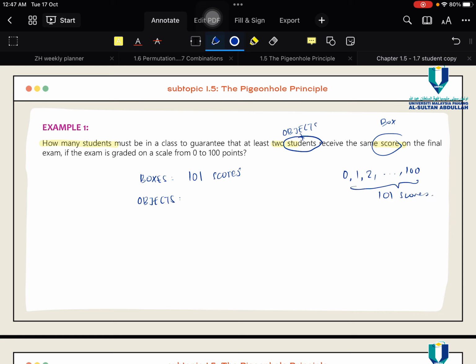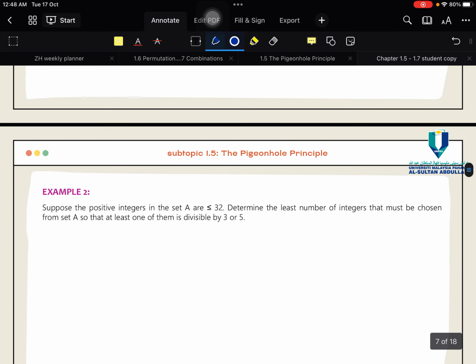So according to the pigeonhole principle, kalau boxes dia 101, objek kita berapa? 102. So kalau ada 102 students, there should be at least 102 students to guarantee that at least 2 students receive the same score on the final exam. Alright, boleh? Okay, bagus. Seterusnya.